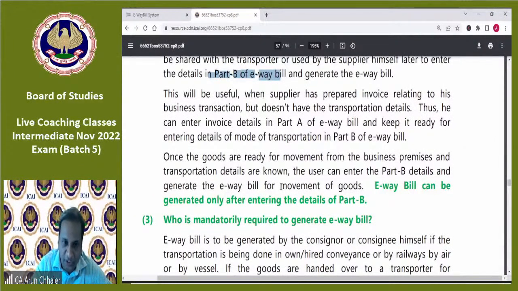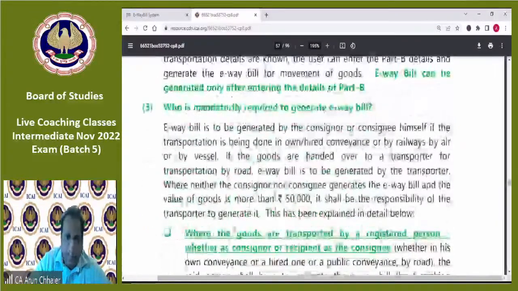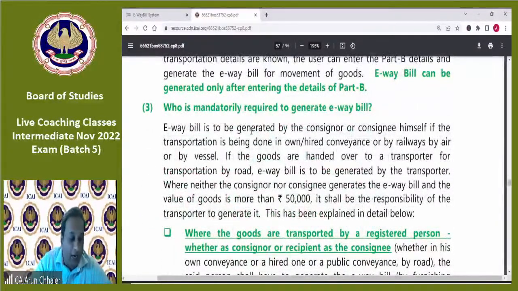So now there is an option that you have entered the part A, and on your behalf, the transporter, e-commerce operator, or courier company can enter the part B. No problem. The e-way bill can be generated only after entering the data A, B, C.